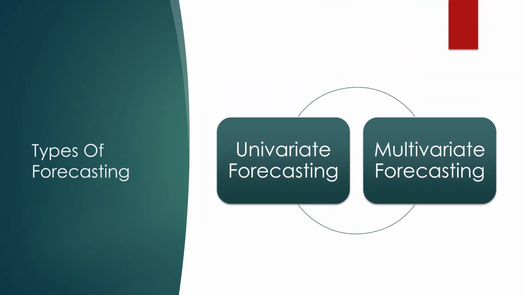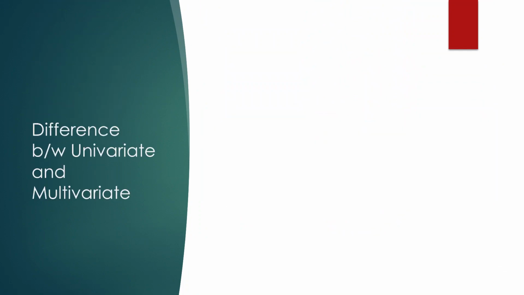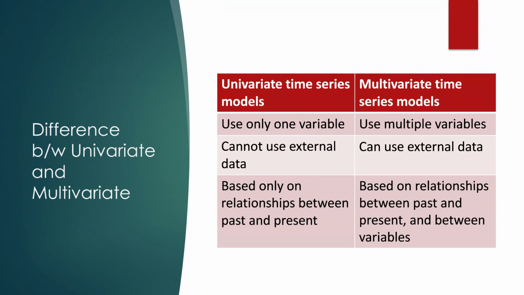Okay. Types of forecasting. We have two types. One is univariate forecasting and another one is multivariate forecasting. We can discuss quickly what are the differences between univariate and multivariate forecasting. Univariate, as the name itself says, uni means one, multi means multiple inputs we are feeding to the model. In univariate, we are passing only one variable, and in multivariate, we can use multiple variables.